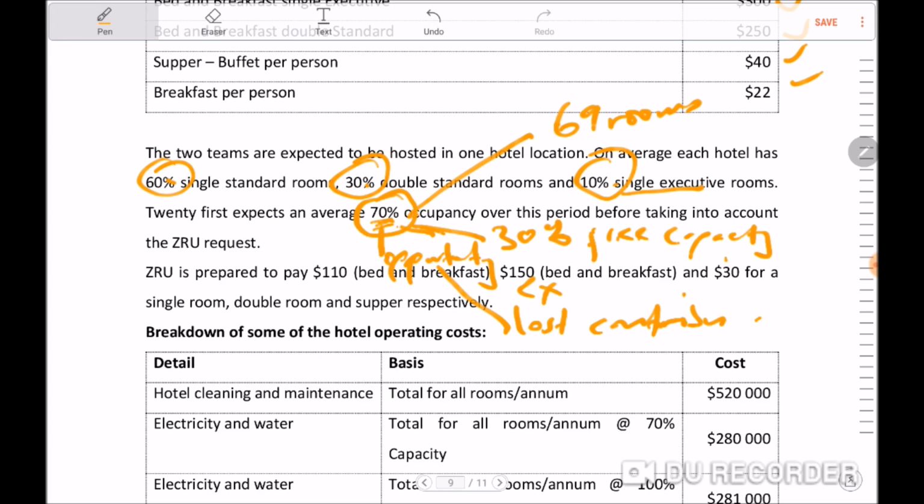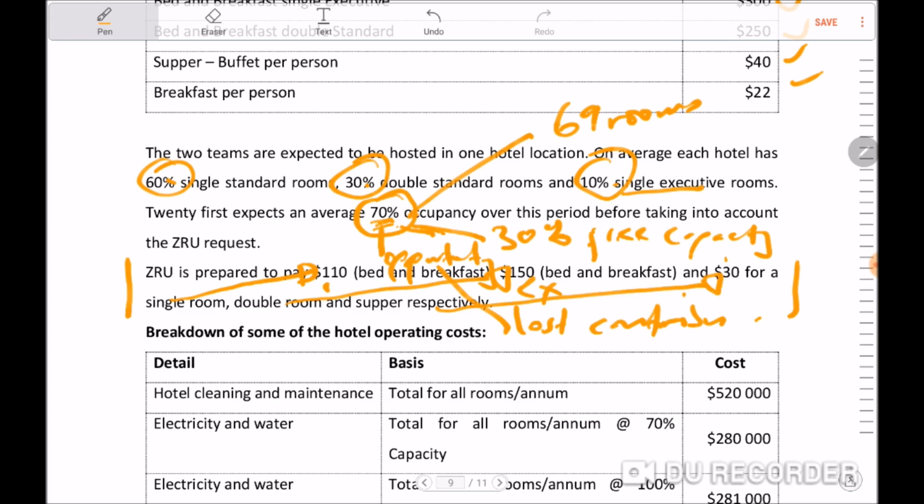Then another challenge we noticed was interpretation of information. In this sentence, we're told that ZRU is prepared to pay $110 bed and breakfast, $150 bed and breakfast, and $30 for a single room, double room and supper respectively. So a single room, ZRU is going to pay 110 bed and breakfast. This is what the Kenyans wanted. Double room, ZRU is going to pay 150, which is what the South Africans wanted. In addition, the South Africans wanted supper, $30, times the number of players. So for SA, you're calculating the number of players.